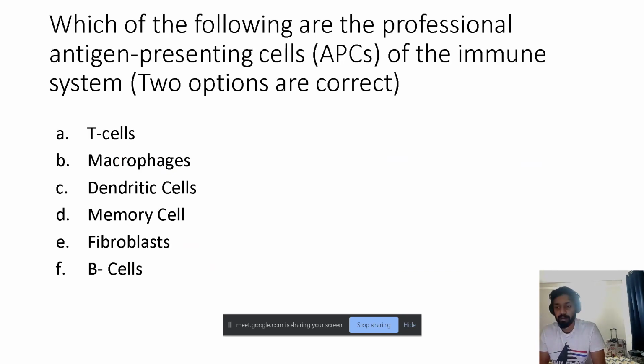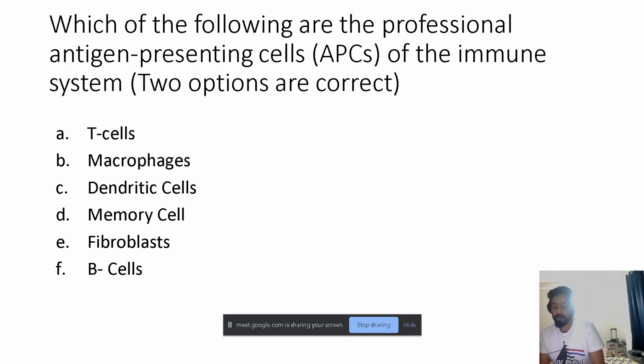Which of the following are professional antigen presenting cells of the immune system? Two options are correct here. Are T cells the antigen presenting cells, macrophages, dendritic cells, memory cells, fibroblasts, or B cells? Sir, option B and C. Okay, so macrophages and dendritic cells. Yes, macrophages and dendritic cells are the professional antigen presenting cells.